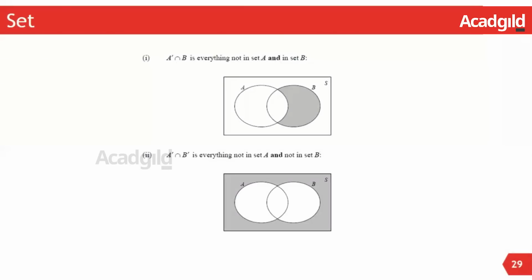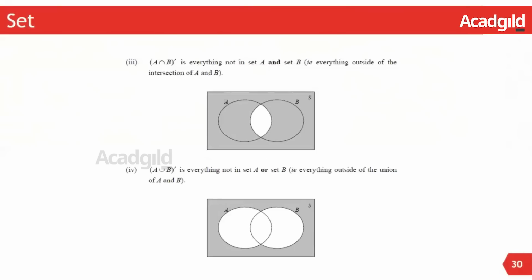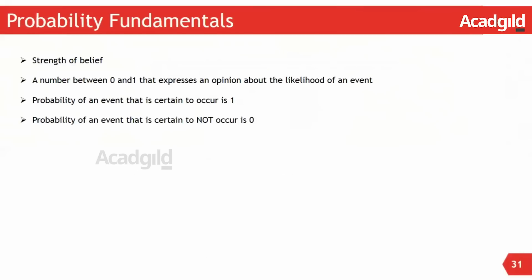So the second and the fourth diagram are the same. A complement intersection B complement and the complement of A union B are the same. This is a useful thing to know. So from this we move on to probability.